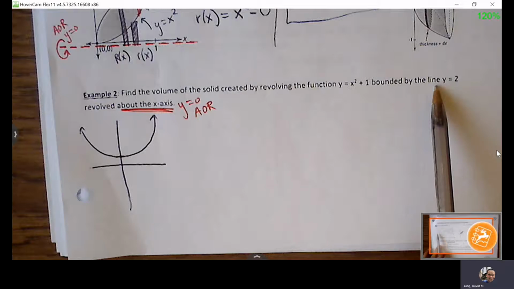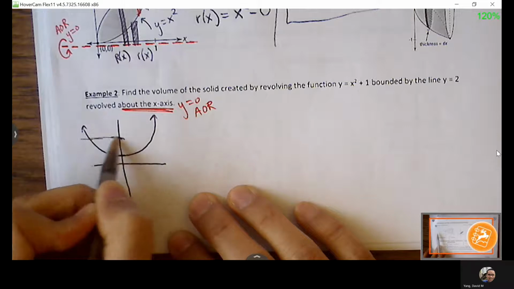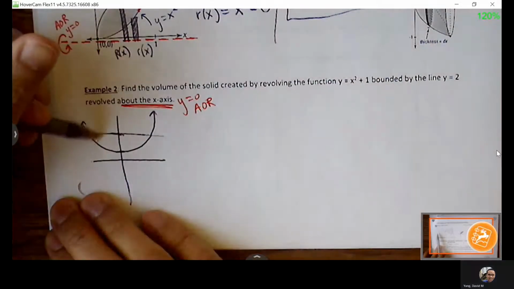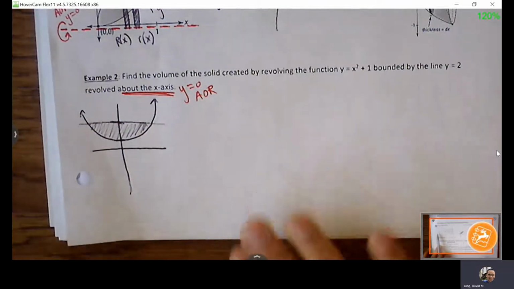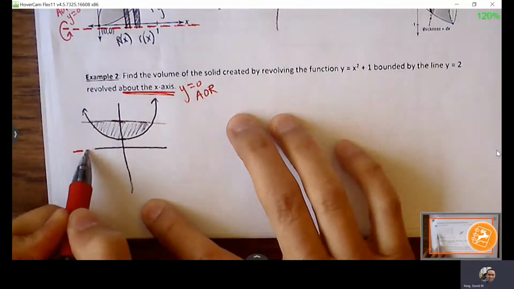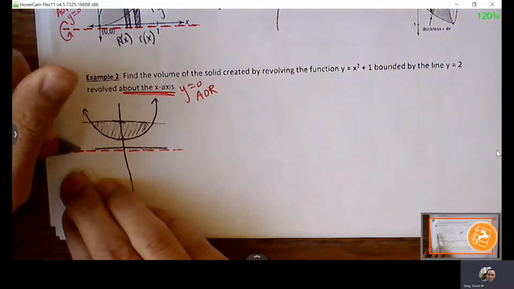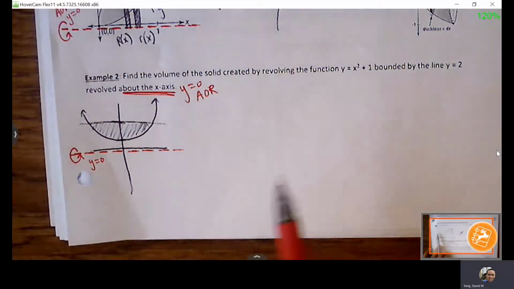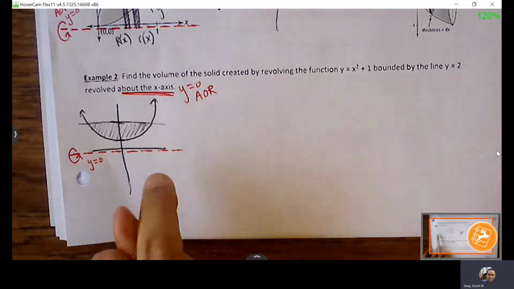Okay, bounded by the line y equals 2. So there's our enclosed region, right? Revolved about the line y equals 0, or the x-axis. Okay, so we can tell that it's not even touching, right? This is a complete gap. This is definitely going to be washer method.